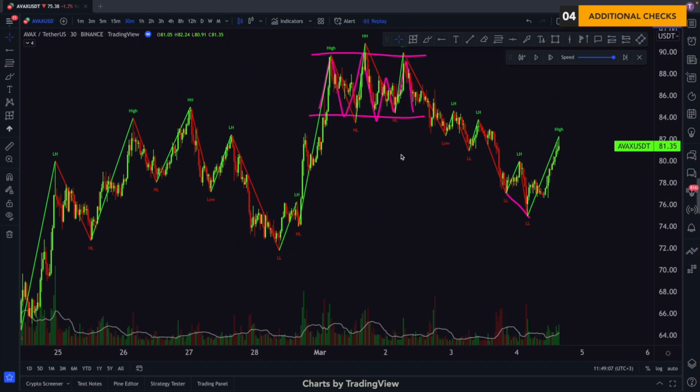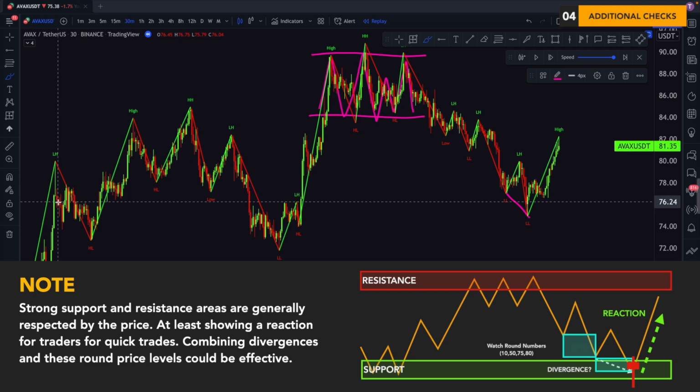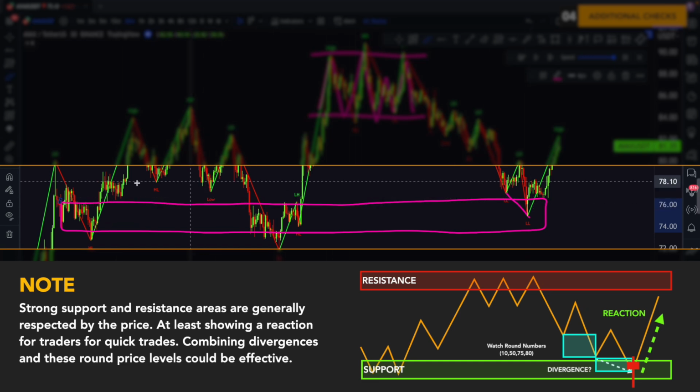The second thing I look for is strong resistance and support areas in high time frames and possible big round numbers. When I see strong support or resistance areas, I immediately know that there could be a reaction. Again, I'm not saying trend reversal, a reaction. We traders mostly play for reactions, getting in and out of positions.